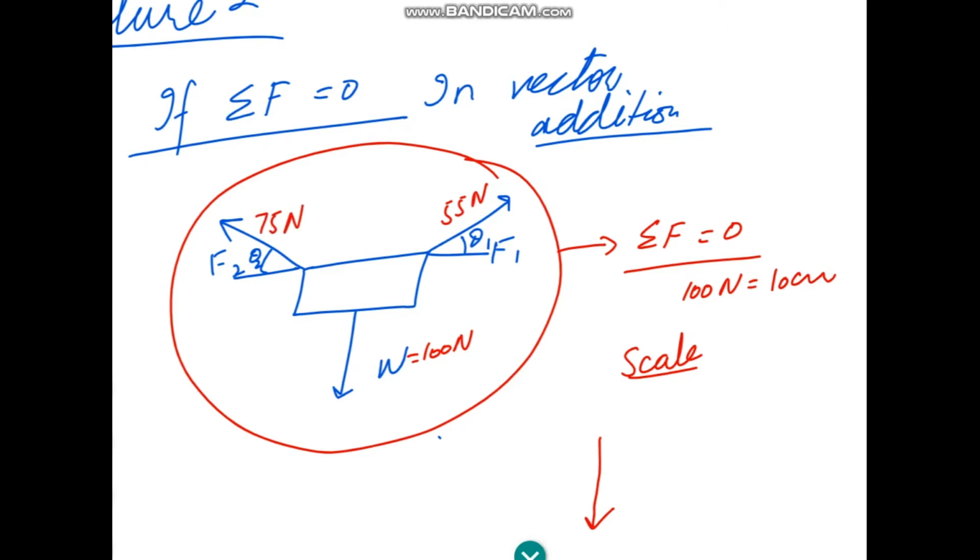So you are going to draw 10 centimeter downwards and another vector on point B and point A. Let's say on point B you can draw F1 and on point A you can draw F2. If you ask me how we know which point is which, I'm going to explain that in the next video, in the next section. So if the sum of forces is 0, you will get a closed triangle.